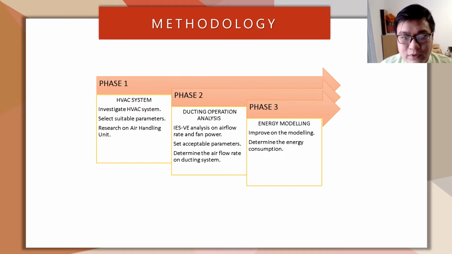For phase 2, it will be the ducting operation analysis, IESVE analysis on air flow rate and fan power, and then we set acceptable parameters. Last, determine the air flow rate on the ducting system. The last phase, phase 3, is energy modeling. Improve on the modeling and then determine the energy consumption.